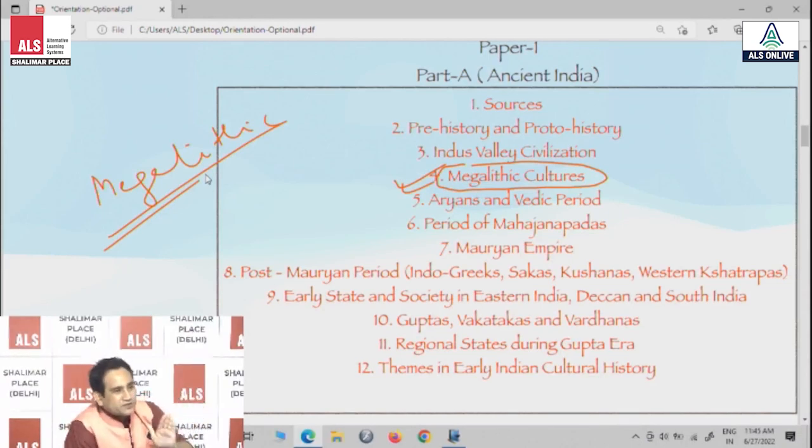As a history optional student, when you have this idea that megalithic is a separate chapter for us, you will get some information about megalithic. And in general studies, when they ask you a question on megalithic, it would not be a surprising thing for you. You will see that it's important. I hope you're getting it. But for general studies, whether we cover megalithic properly, whether NCERT gives you more information about megalithic, what is the significance of megalithic? Why is there a separate chapter on megalithic in ancient India?